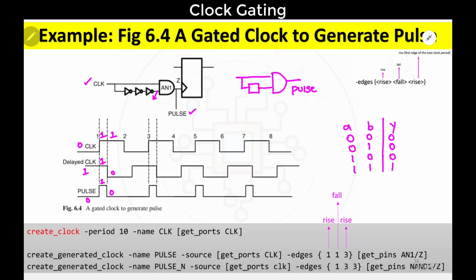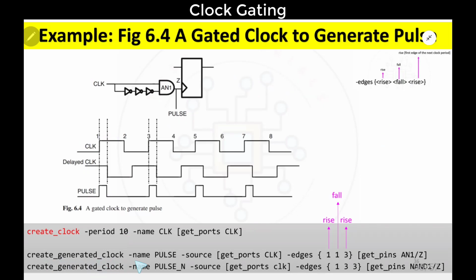Now let us see how to write the constraints. Generally this portion is common. I am taking a time period of 10 nanoseconds. We have to write the create_generated_clock command for this particular pulse. create_generated_clock -name pulse -source, from where it is coming. It is coming from the clock port, so get_ports CLK. Now we are writing it by means of edges. Check this pulse with respect to CLK.